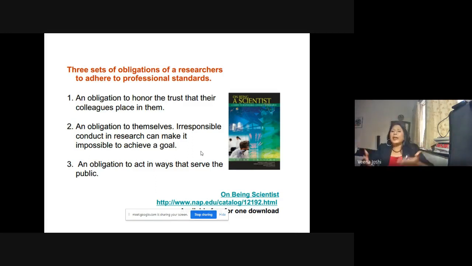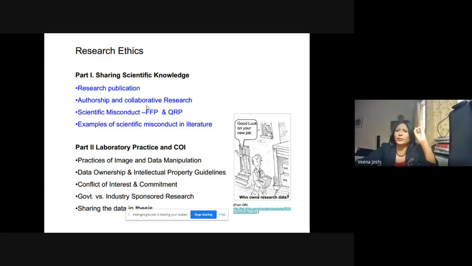An obligation to act in ways that serve the public. Yes, I am not doing this for myself alone. Whatever I do is not for my biodata only. I do it for society. I owe it to it. These three things we need to remember at any point of time. So what are those ethics?